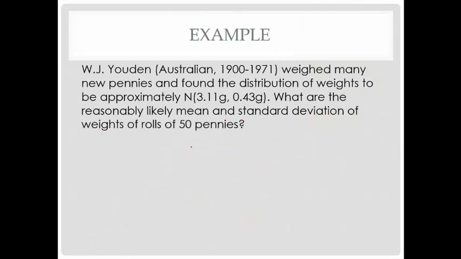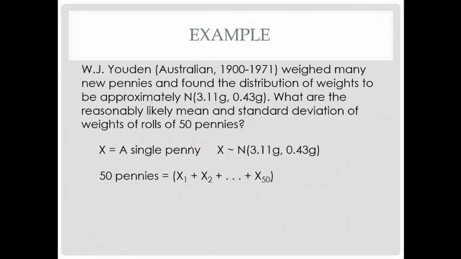So yesterday I mentioned that the penny thing wasn't quite right. What are the reasonable likely mean and standard deviation of the 50 pennies, right? So we said X was a single penny. These things are normally distributed. For 50 pennies, that's 3.11 plus 3.11 plus 3.11. So the expected value for the 50 pennies will just be 3.11 plus 3.11, right?